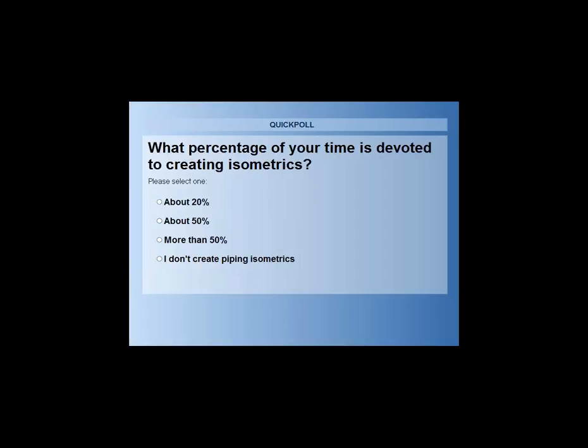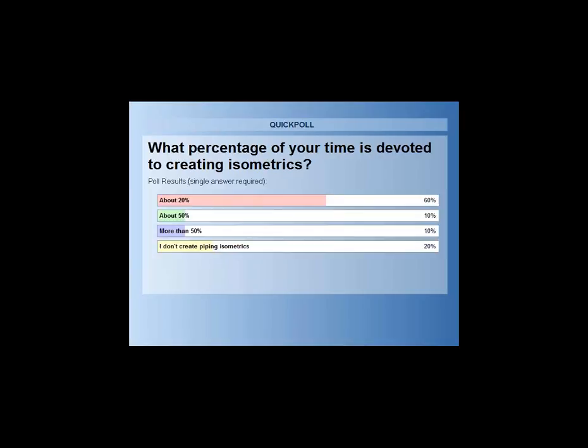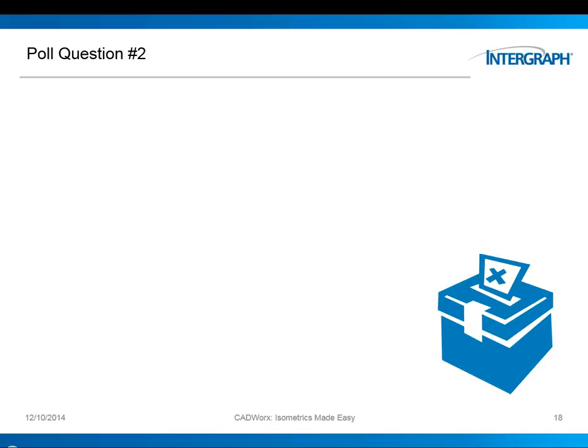Okay, well, let's have a look at the results. So we have 60% said about 20%. We had equal 10% for both about 50 or more than 50%, and then 20% said I don't create piping isometrics. Okay, thank you for that information, Angela.